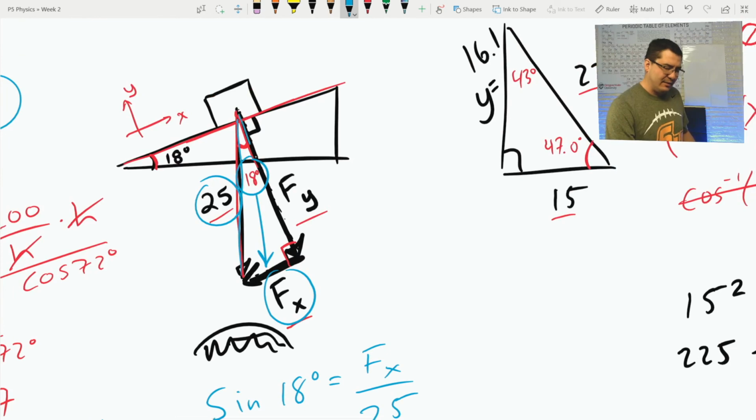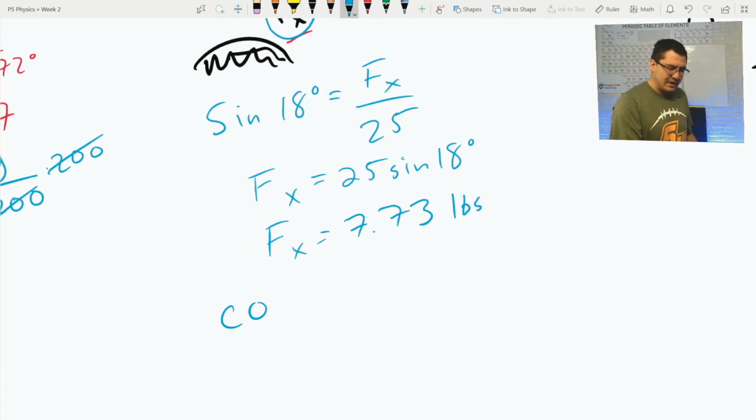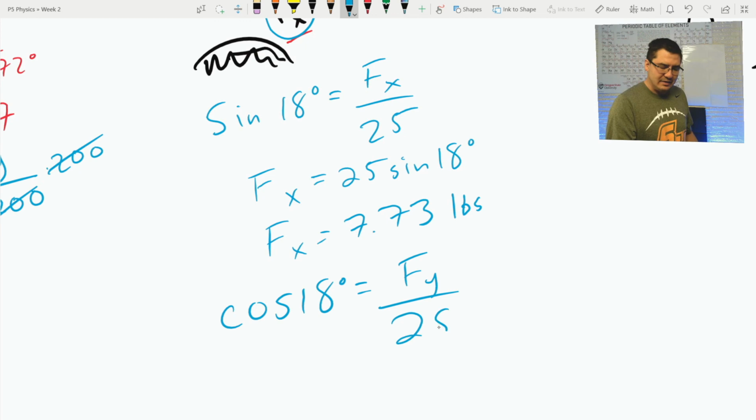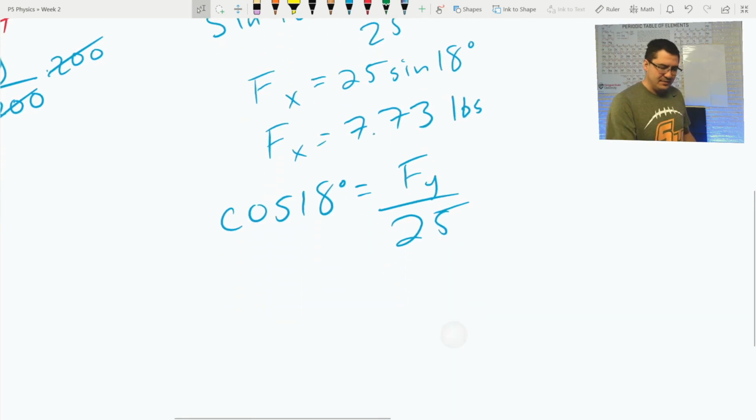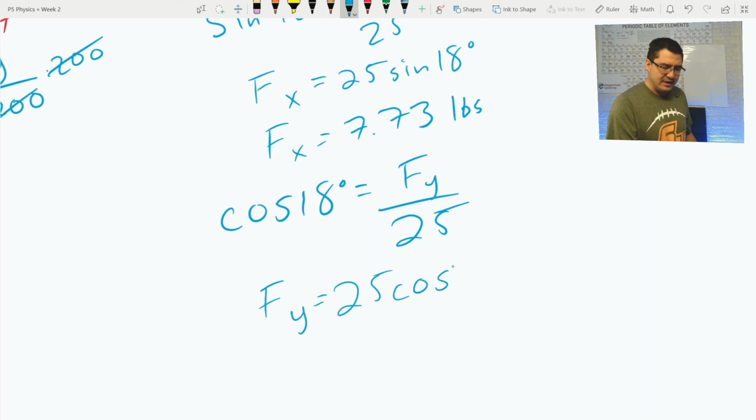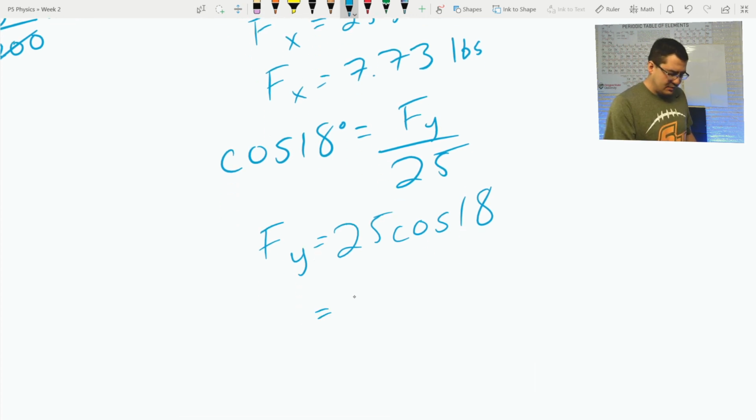Maybe you're like, okay, well that's the adjacent side to 18 because it's right next to that. So I can use cosine this time. That'll be force in the y over the hypotenuse. So force in the y is equal to 25 cosine 18. 25 cosine 18 is equal to 23.8 pounds.